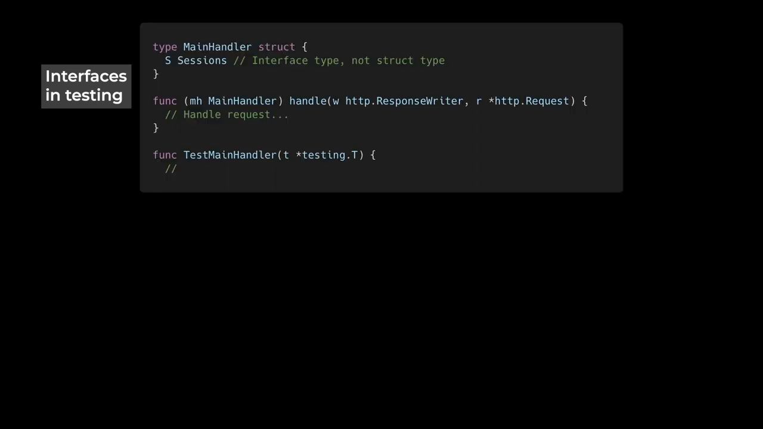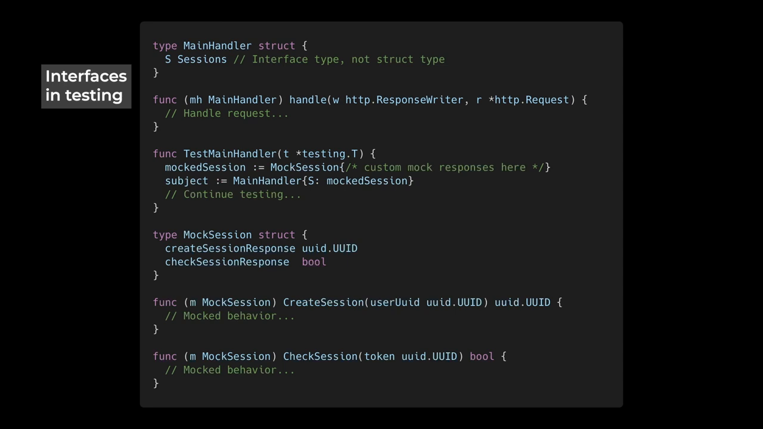For example, if you have a struct with a member variable of type interface that you want to test. Because the member variable is of a type sessions, an interface type, we can create a mock session struct type that implements the interface method with mock behaviors. You can use this mock struct in order to instantiate the components that you're actually trying to test.